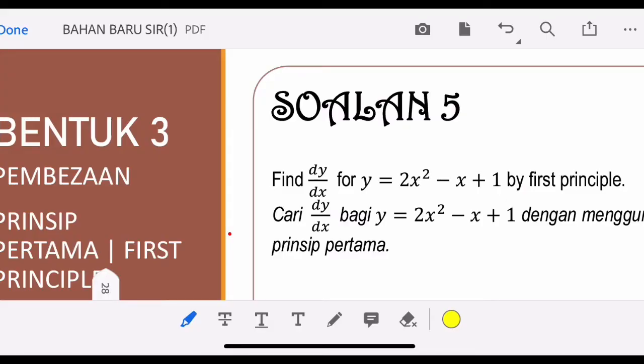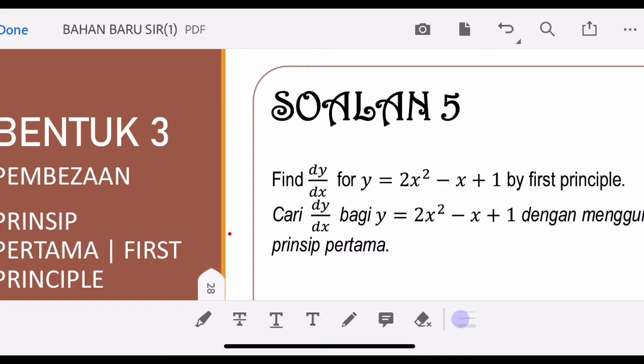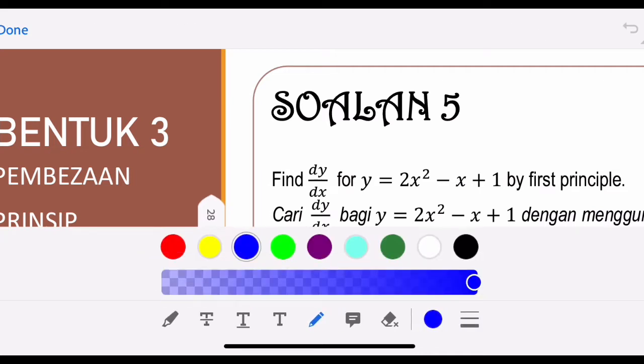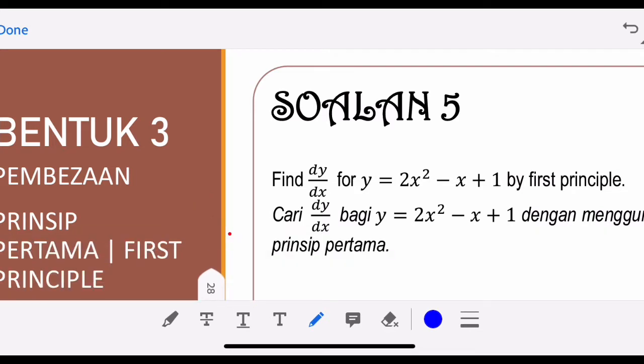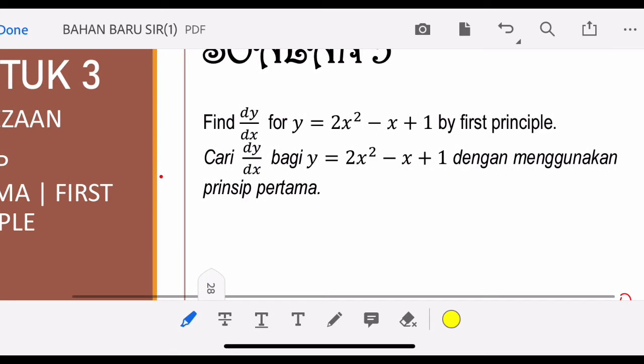Hello guys, today I will discuss a few questions on differentiation. So let's say this question comes out in your exam. How are you going to solve this question? The question says, find dy/dx for y equals 2x squared minus x plus 1 by first principle. So the keyword is by first principle.